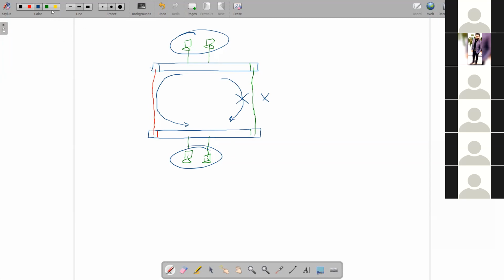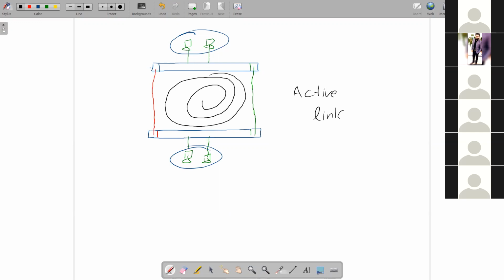Perfect, seems perfect. But again, there is a drawback of putting the backup. What could be the drawback? Initially, switches do broadcast. If I'm having two active links, it will create a broadcast loop inside the fabric of the switch.